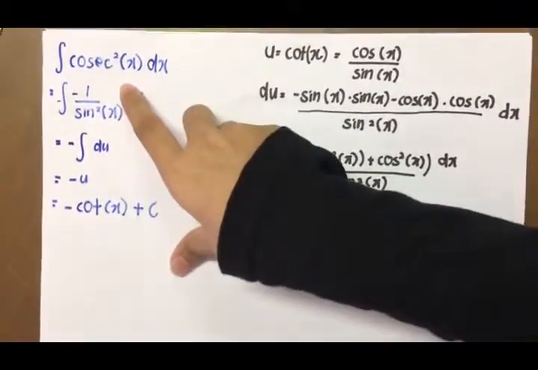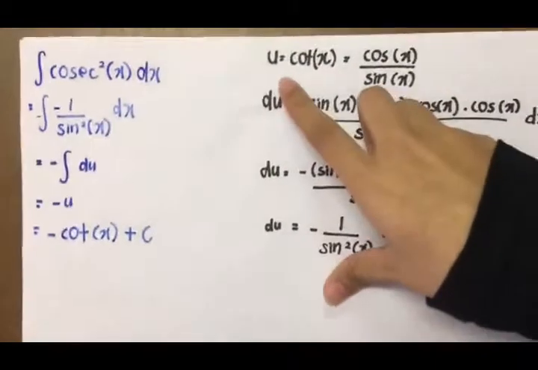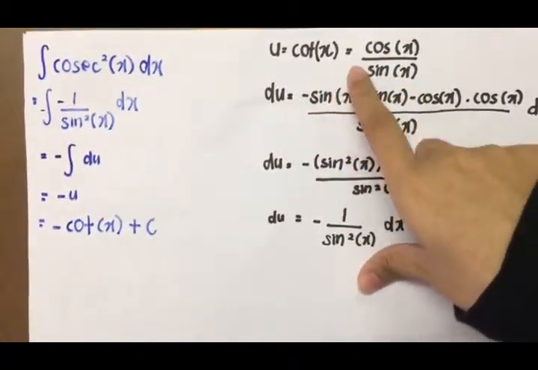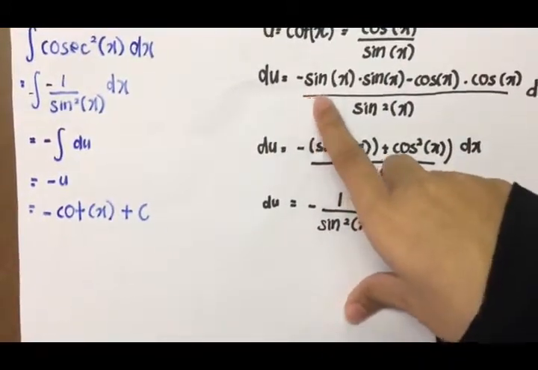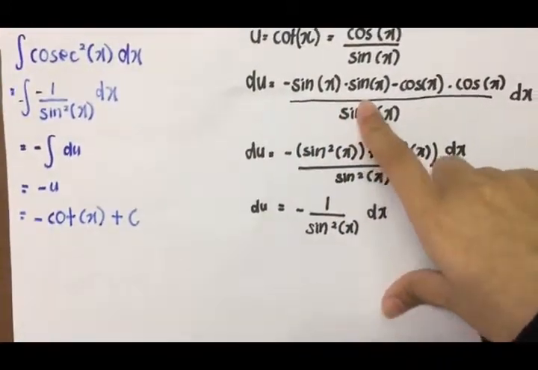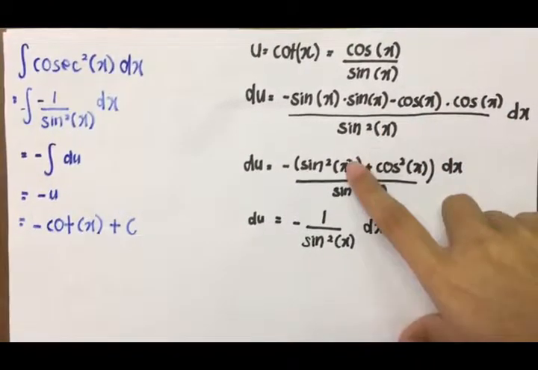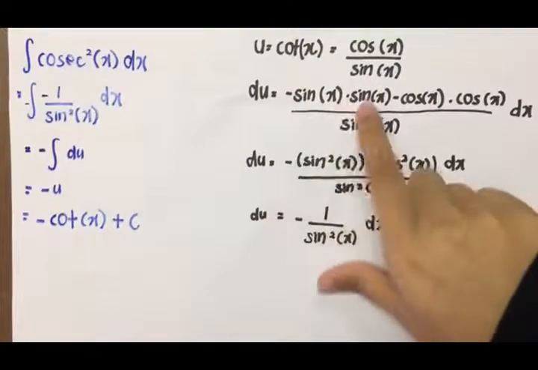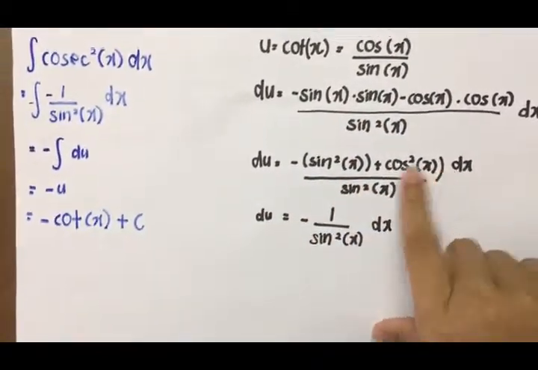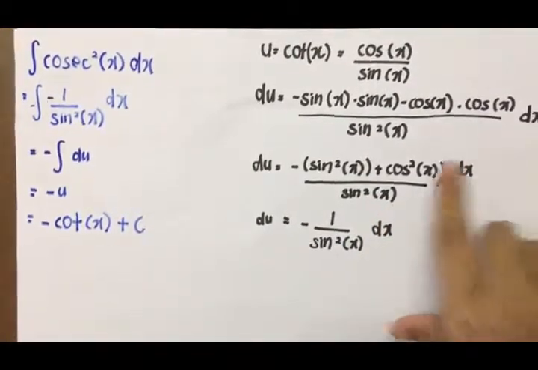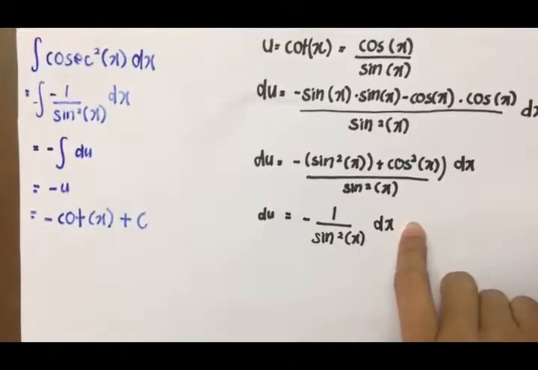We move to example 4, which is integration of cosecant square x dx. So we let u equal cotangent x, which is equal to cos x over sine x. So we get du equal to negative sine x times sine x minus cos x times cos x over sine square x dx. So we simplify this and we get negative sine square x plus cos square x over sine square x dx. So du is equal to negative 1 over sine square x dx.